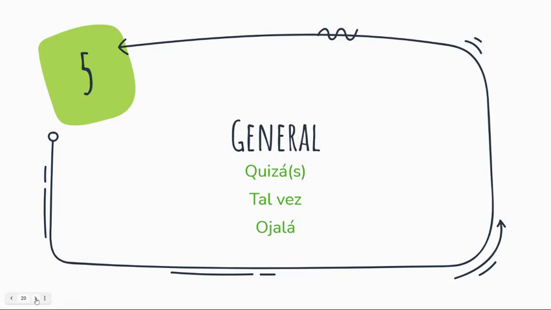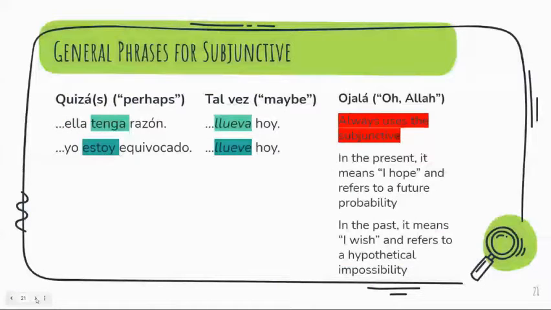Finally, we come to the G in wedding. The G is just a category to lump a whole bunch of other stuff in there. It includes the phrases quizá or quizás, there is no difference, tal vez, and ojalá. Whether or not you use the subjunctive or the indicative with these phrases indicates how sure you are of its existence.